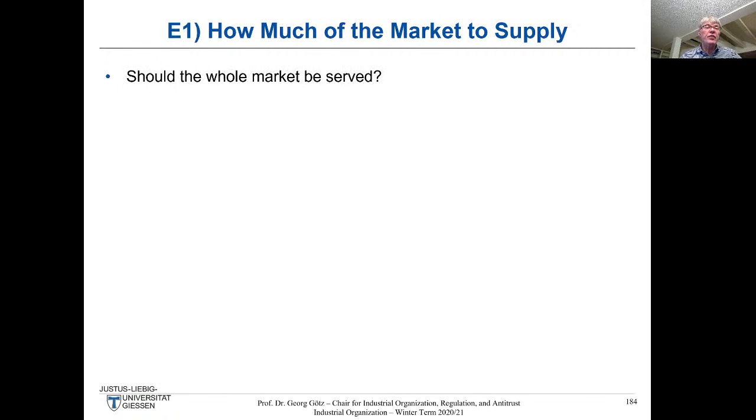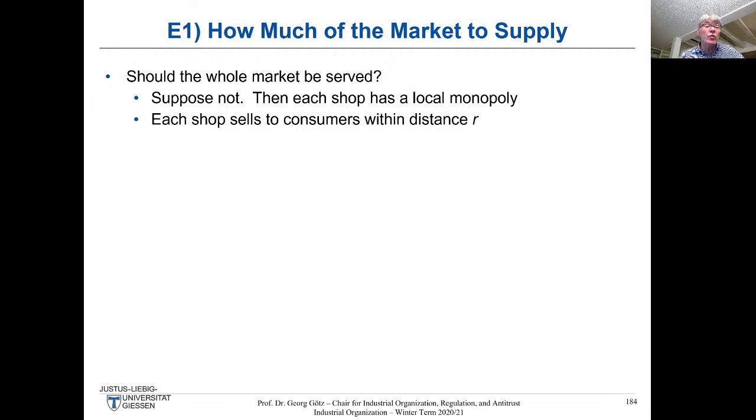So previously we assumed that our monopolist wants to serve the whole market, wants to serve every customer. And that's a question whether we actually want to do that. And the question is then, of course, suppose not, then each shop has a local monopoly in the sense that each shop sells to consumers within a distance R, and in a sense there are holes in the city of consumers who are not served.